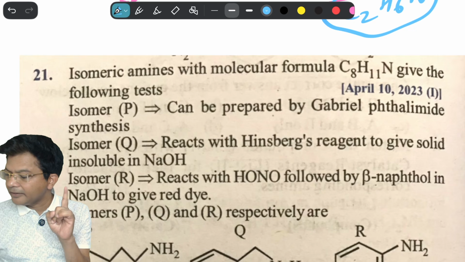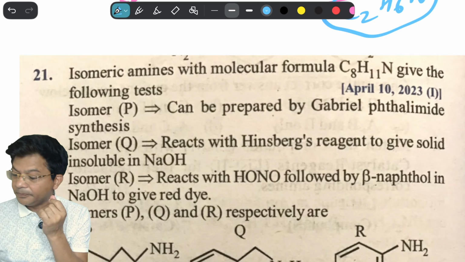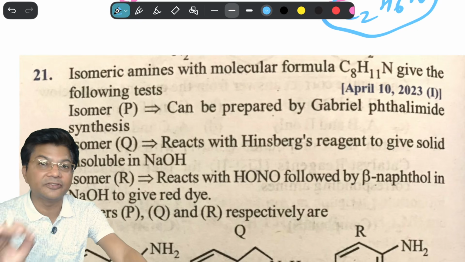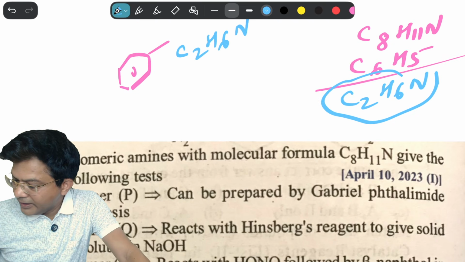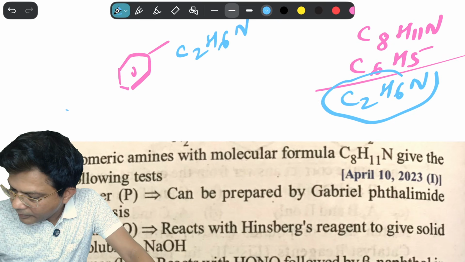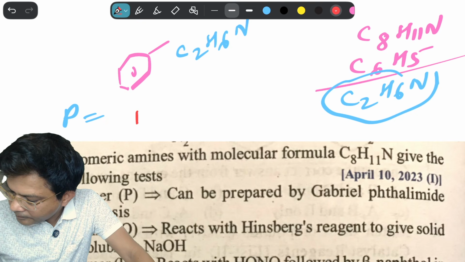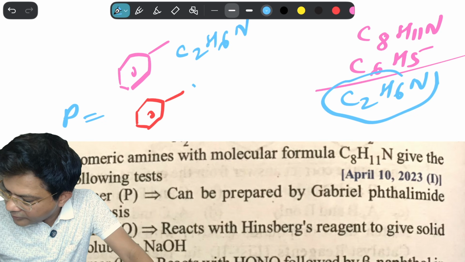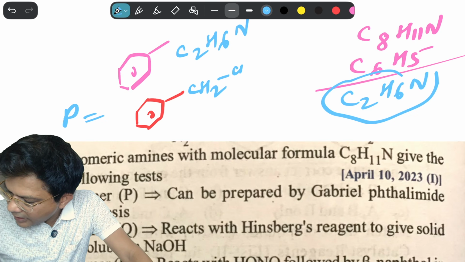Isomer P can be prepared by Gabriel phthalimide synthesis. That means Gabriel phthalimide synthesis says that aniline cannot be prepared. So what I can say, P can be like this. If I write P is this, C, and let me add CH2 and CH2NH2. Let me check it out.